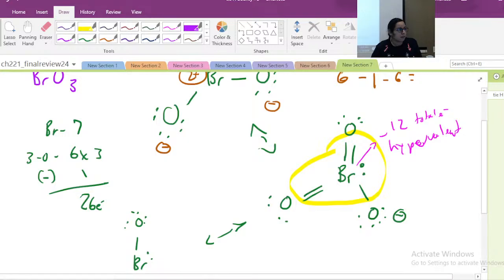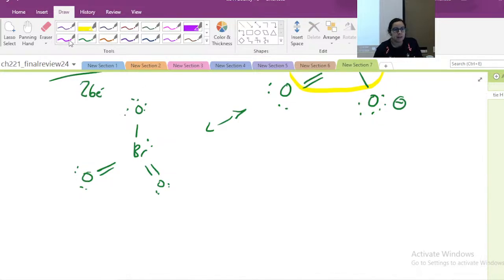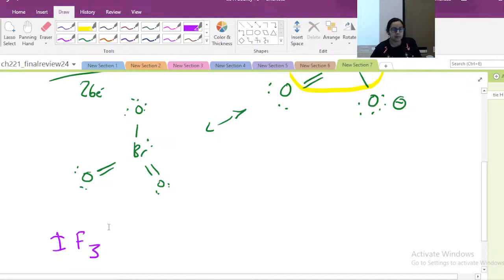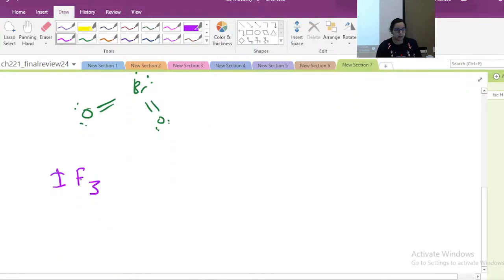All right, should we do another geometry, or should we do some more stoichiometry? How are we feeling? You got a geometry question? Okay, let's do then, let's see how we feel about IF3 then. See if we can draw out a structure for that.